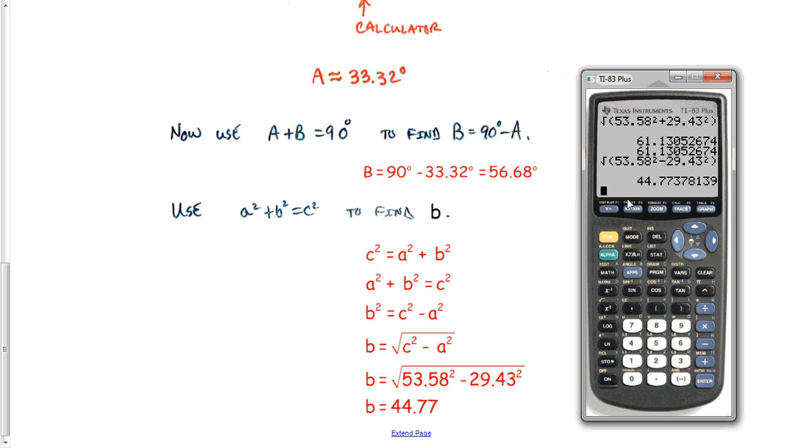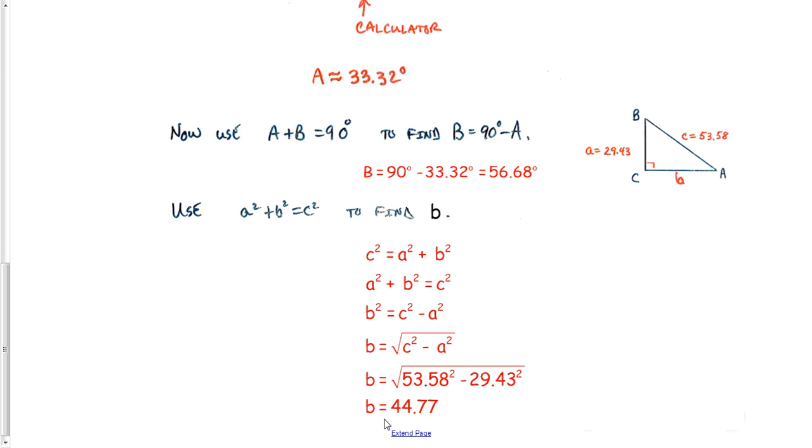44.7737, but our sides were already given to us to the accuracy of 1/100th, and so we'll round this off to 1/100th. We look at this 3, and so we just truncate. We don't round up. So that's my 44.77. Okay. Well, let's see what's in store next. We'll move to the next problem.